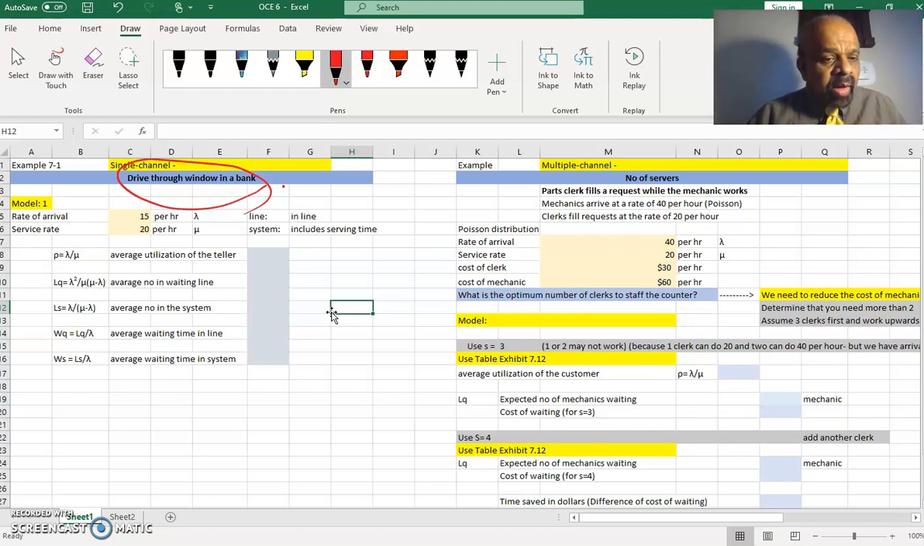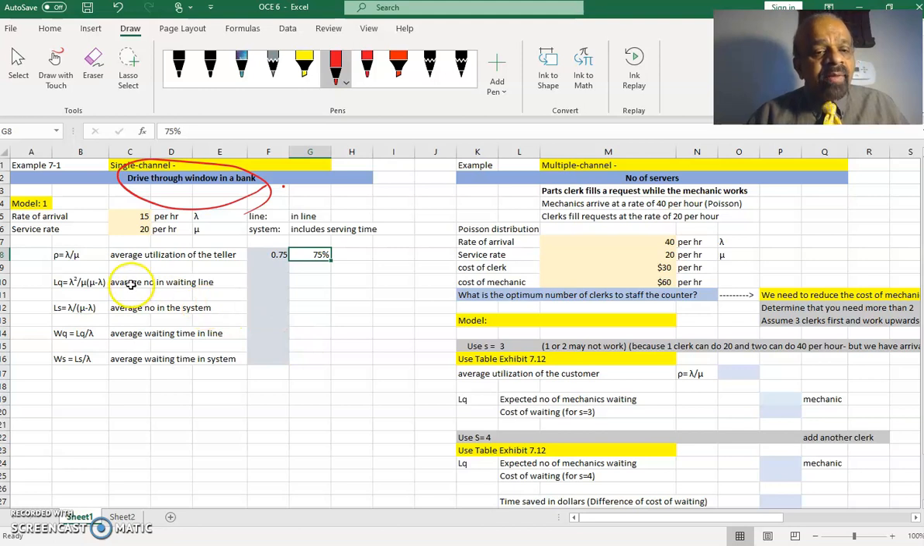So for model 1, what is the average utilization of the teller? The utilization of the teller is rho, which is lambda over mu, which is lambda, 15, divided by the service rate 20, and that is 0.75, or 75% is the utilization rate. Now let's calculate all the waiting line model equations.